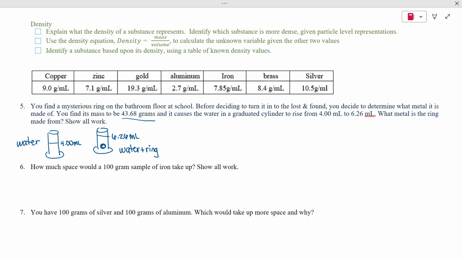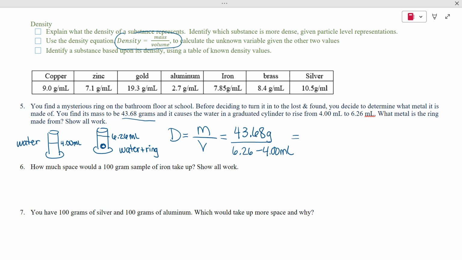So we put 4 mL of water in a graduated cylinder. After you add the ring, the volume is now 6.26 milliliters. So we want to identify the metal by using density, and density is the mass over the volume. The mass we measure directly, it's 43.68. The volume we have to figure out by doing this subtraction, right? We are using water displacement to figure out the volume of our metal.